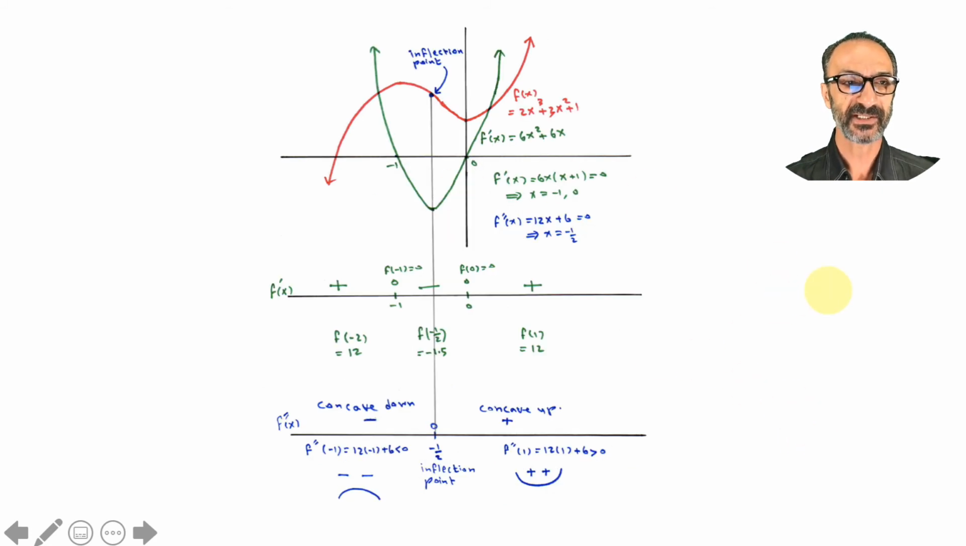Here's a last example. My function is 2x cubed plus 3x squared plus 1 in red, 3 pieces, cubic. The first derivative is 6x squared plus 6x, which is graphed also, as you could see, in green. If you factor 6x out, and you do the math, it's x equals -1 and 0. Double prime is zero when x equals -half.